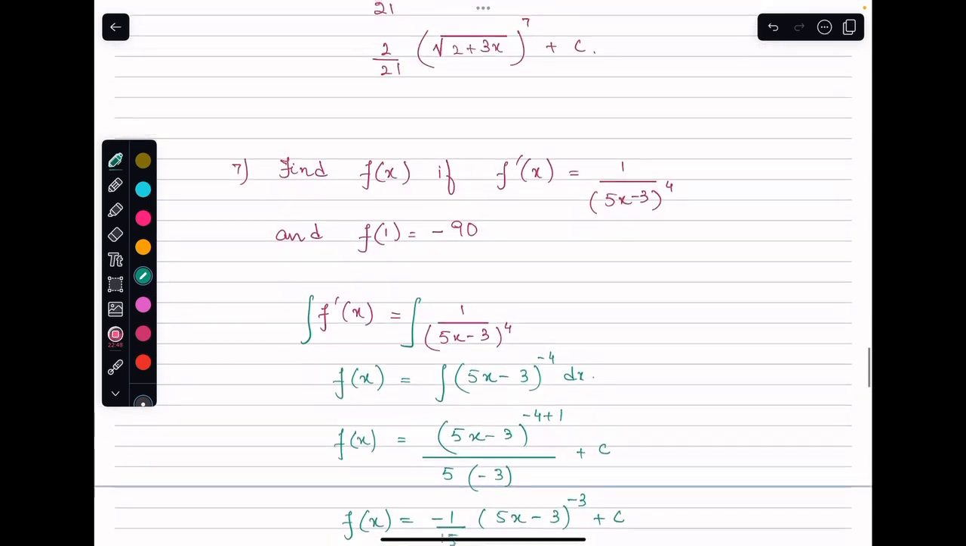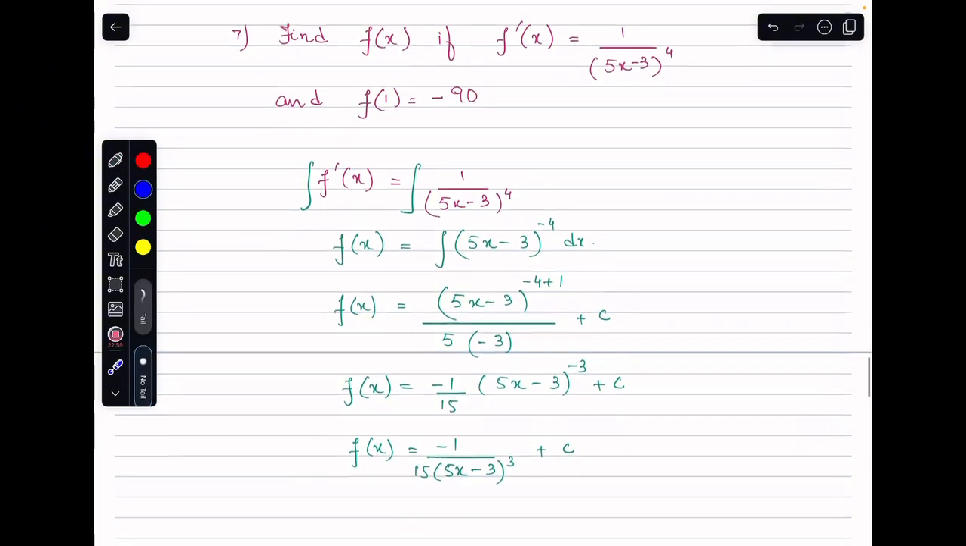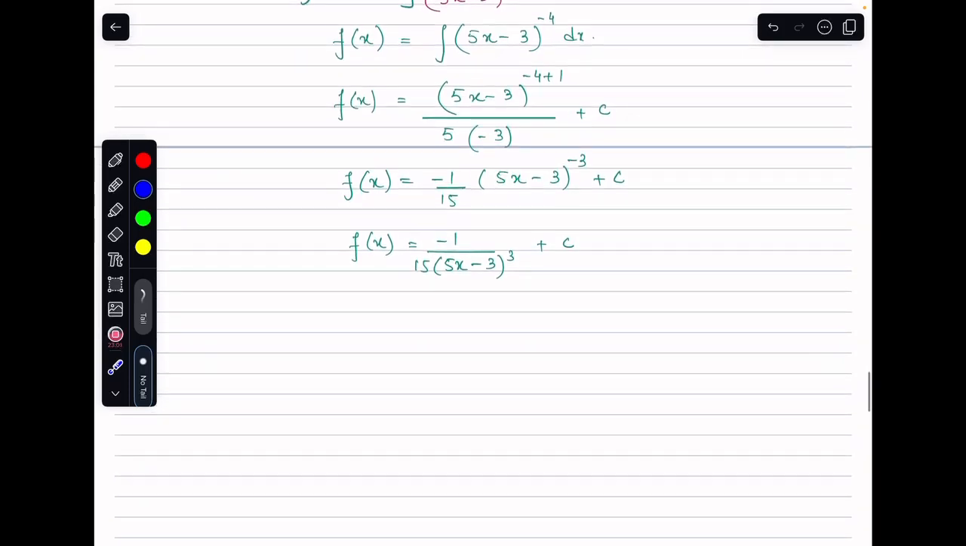So there is one condition which is given in the question, and that condition says that f of 1 is equal to negative 90. So f of 1 equals negative 90. I shall write the condition here. It's f of 1 which is equal to negative 90. So this means that in this condition, if our x is 1, then the whole function shall be equal to negative 90.